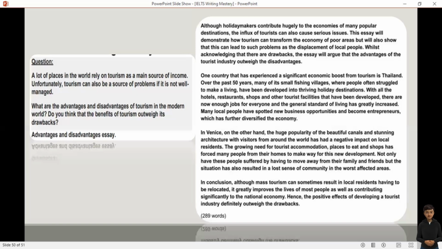Here you can see this is the band 9 sample, and here we have written so many relative clauses and complex sentences. Now we are going to talk about disadvantages.